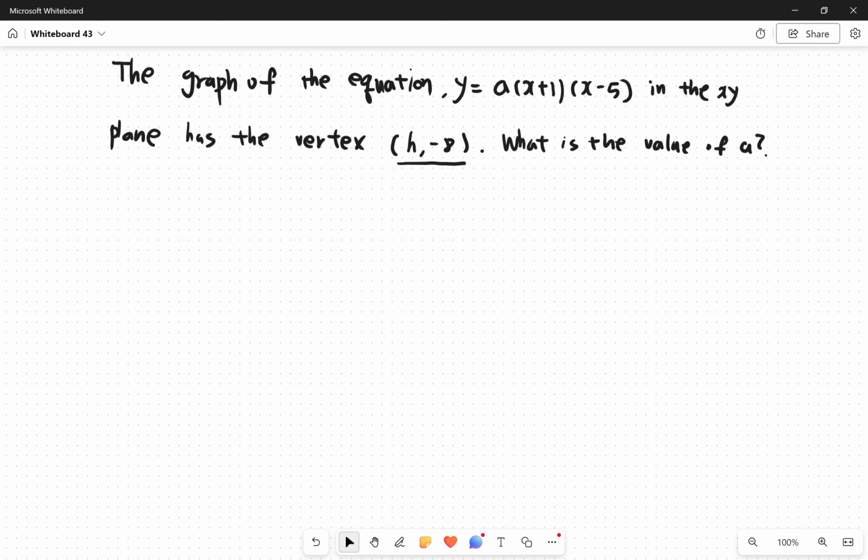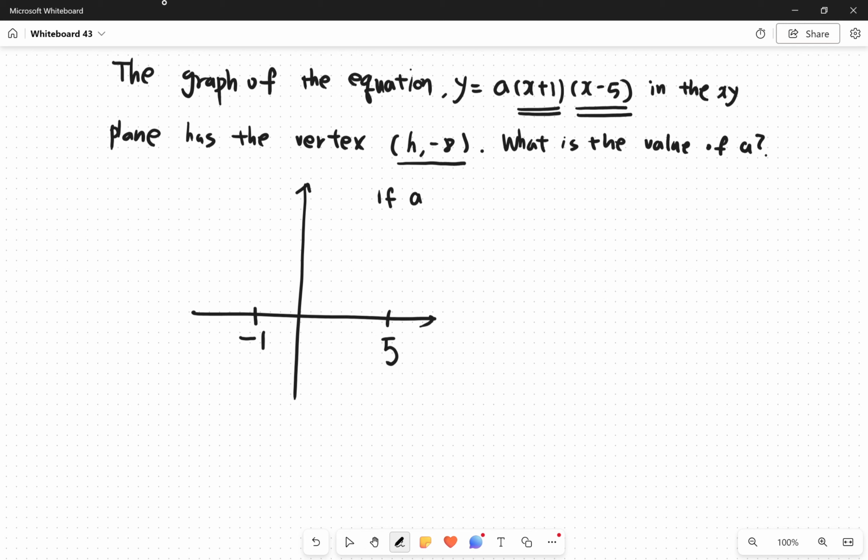If you want to start with the vertex, you might be familiar with the vertex form of the quadratic equation, which is a times (x minus h) squared plus k, but we are given not that form but the factored form. From the factored form, we can expect how the graph looks. From the fact that x plus 1 is a factor and x minus 5 is another factor, we can identify two x-intercepts.